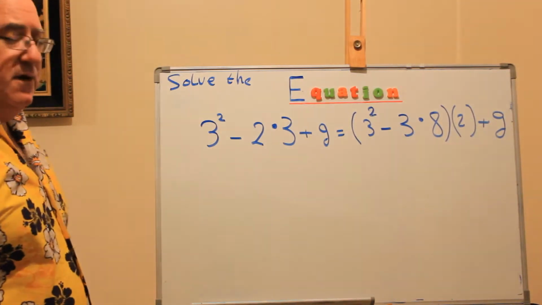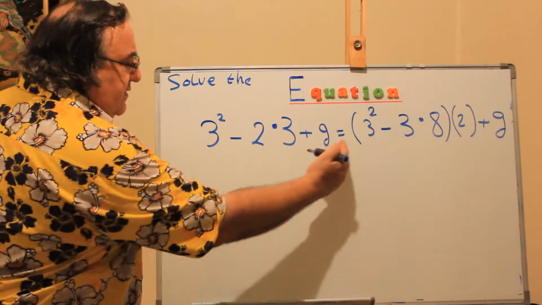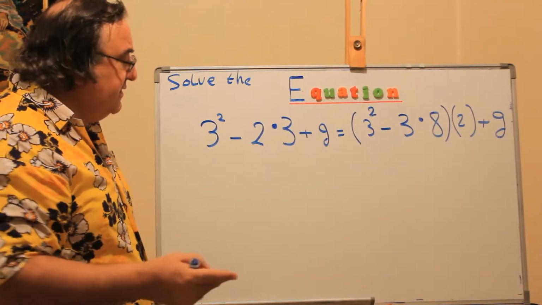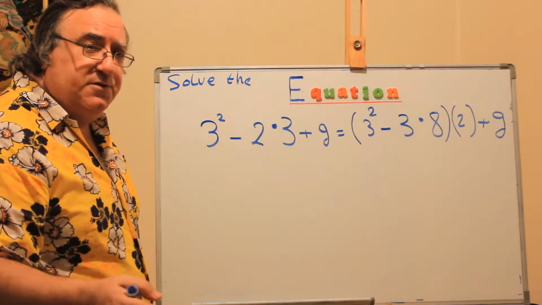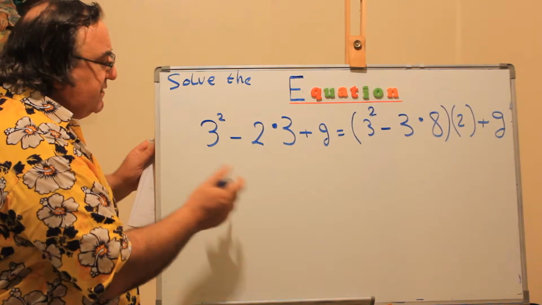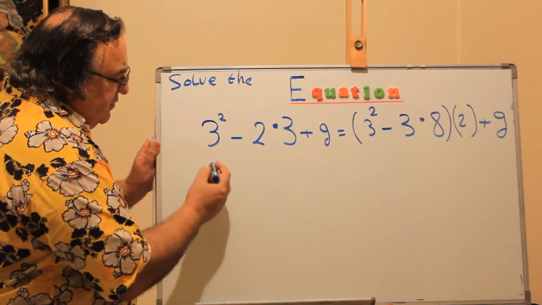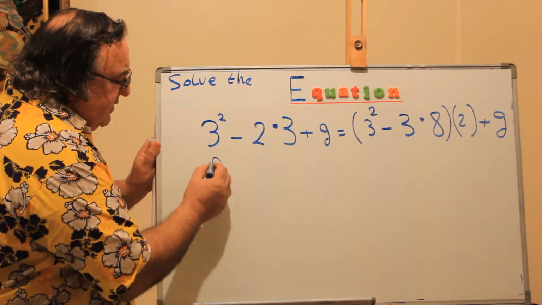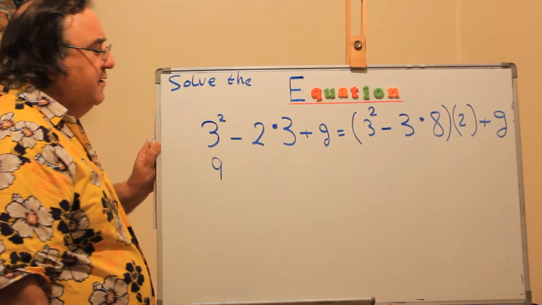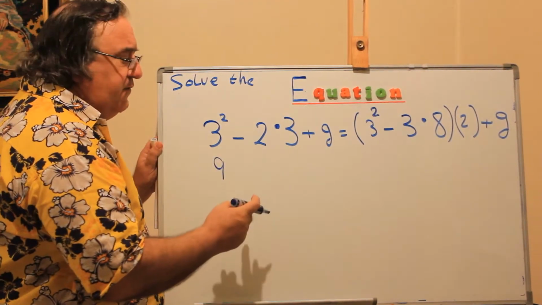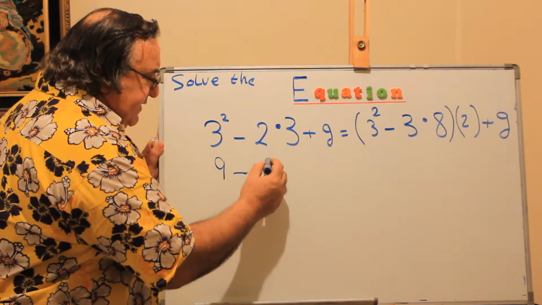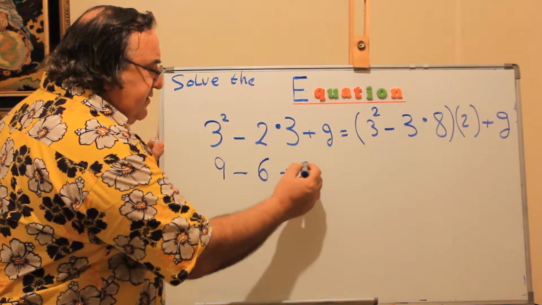Let's see. Now you know, if you take this expression, you have to start with parentheses. After parentheses, we start with exponent. After exponent, multiplying or dividing, and then adding or subtracting. So the first, parentheses, is not available, so we go to exponent. 3 squared is 9. After that, multiplication or division. So we have multiplication, minus 2 times 3 is 6, plus g.